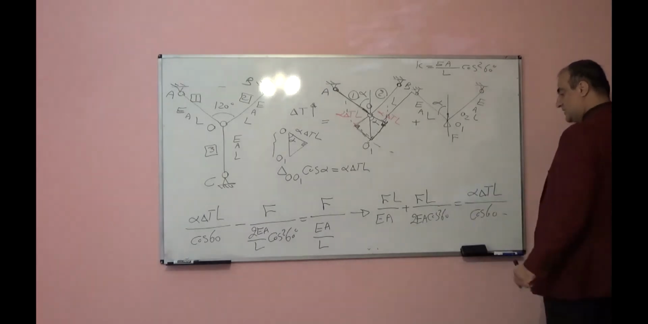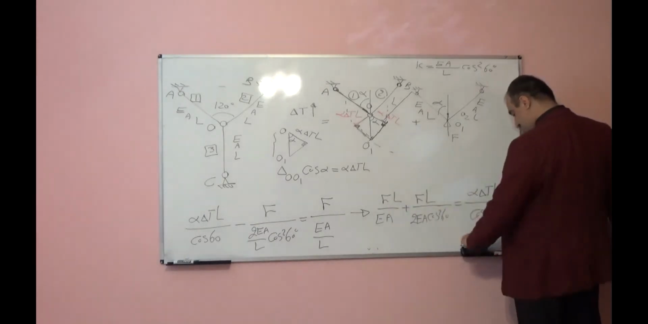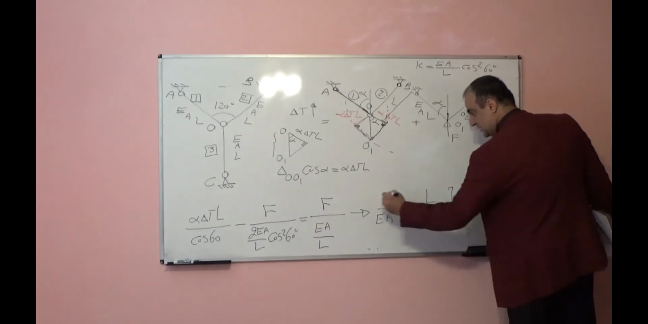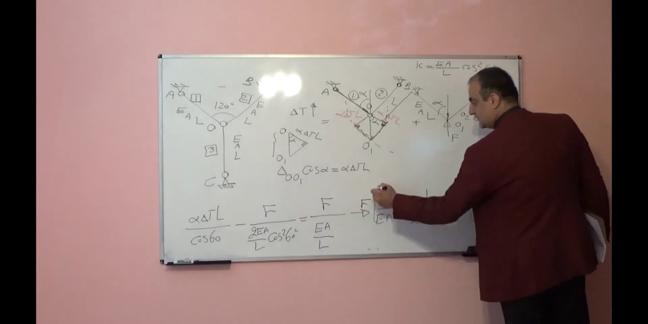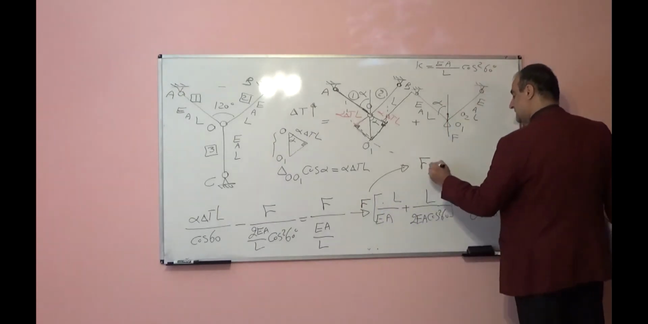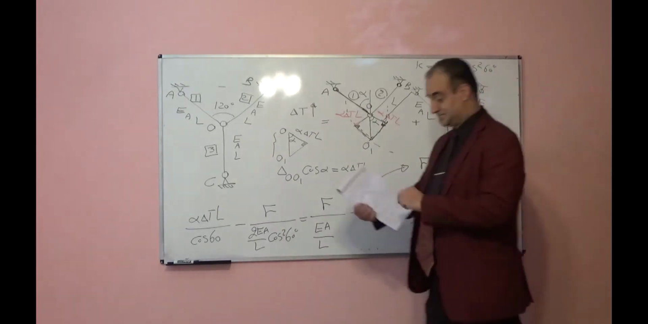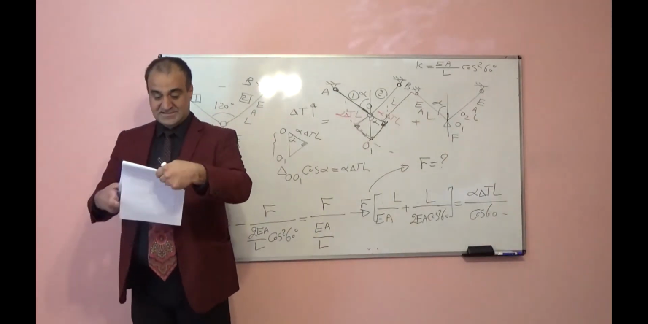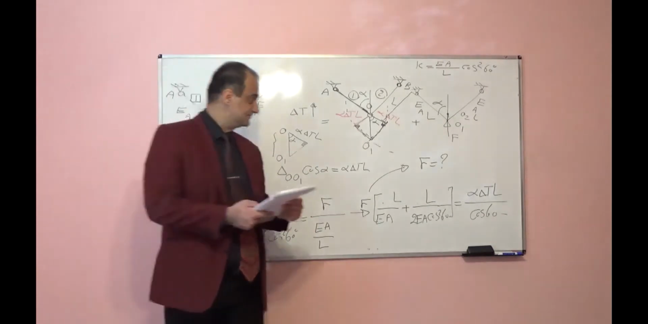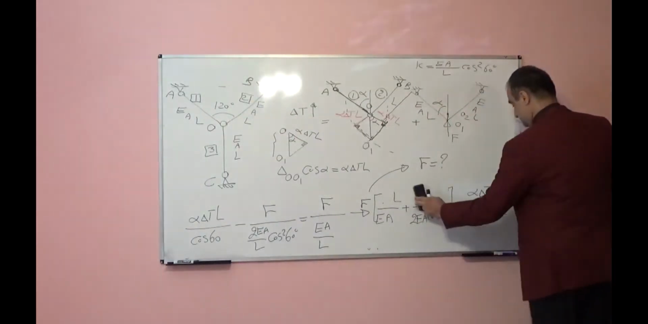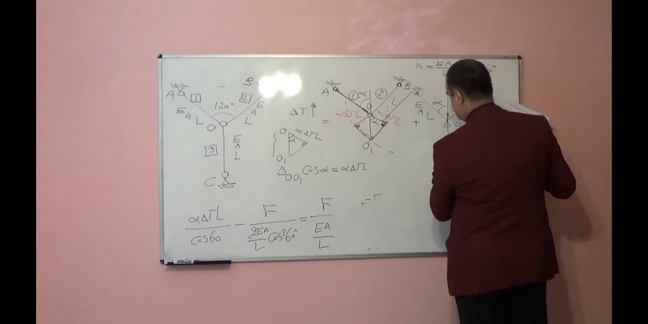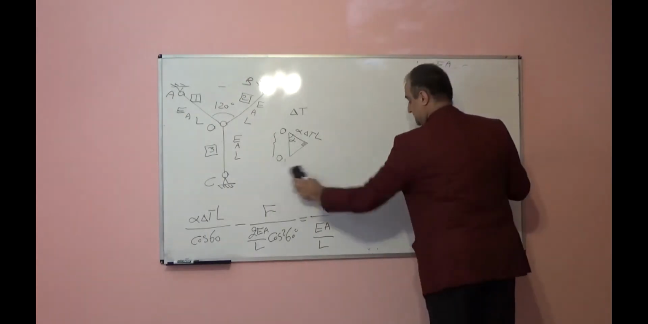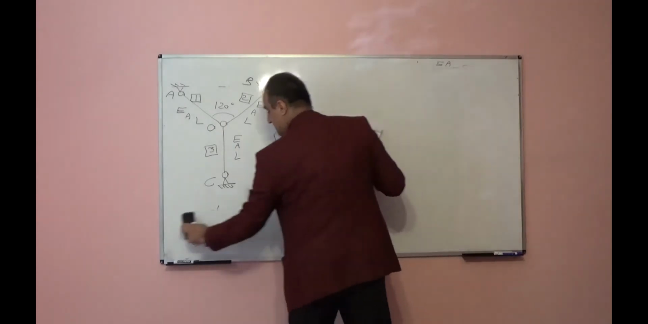This is one equation, one unknown. I can factor out F, so from here I can find F. Next problem.